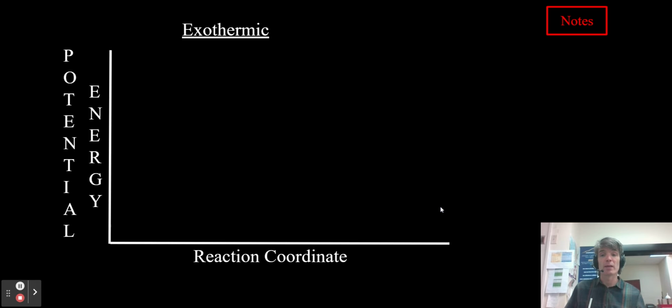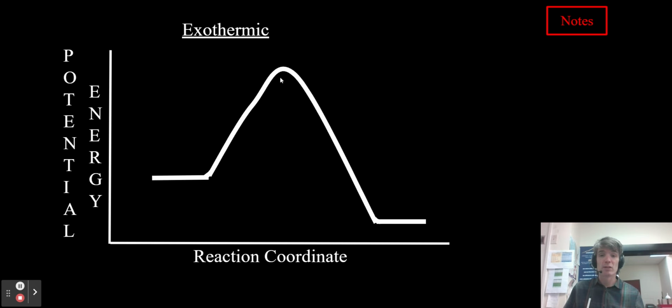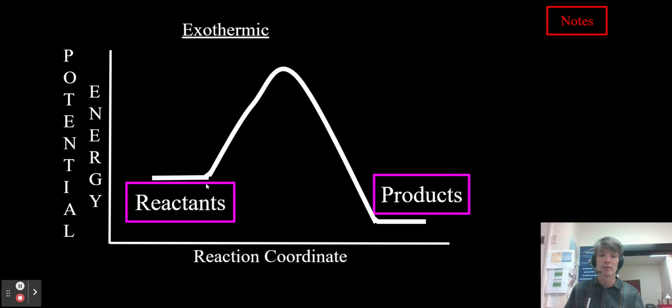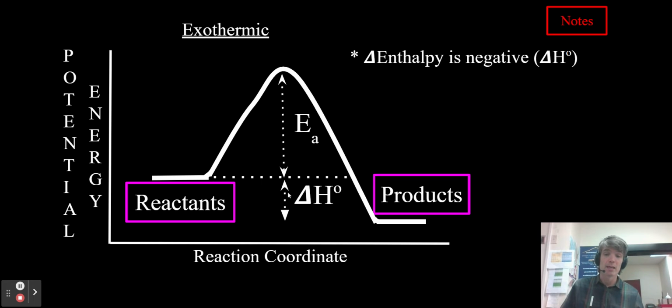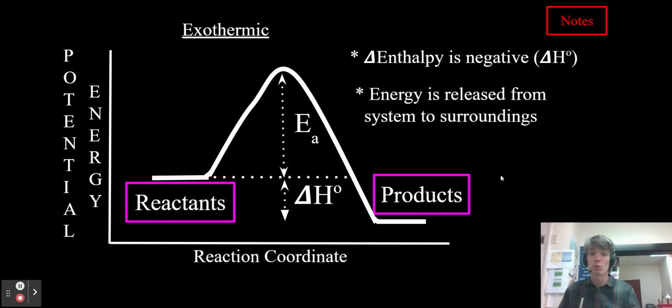Now, the exothermic is going to look very similar to the endothermic in the sense that it's going to have that bump thing, the activation energy, but this time the reactants are going to have more potential energy than the products. So there's a net release of energy. This distance here from the reactants to the top of this bump, the speed bump, or the hill, is still the activation energy. This distance is the enthalpy value. However, in this case, it's going to be negative in that the energy will be released from the reactants into the surroundings, not absorbed. All right.